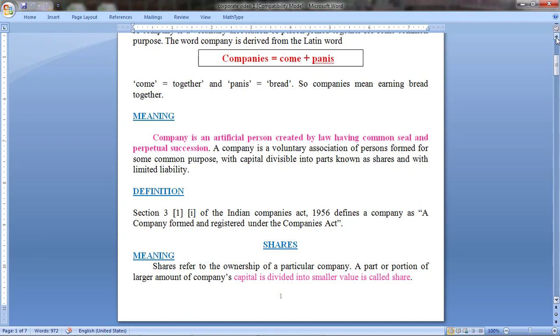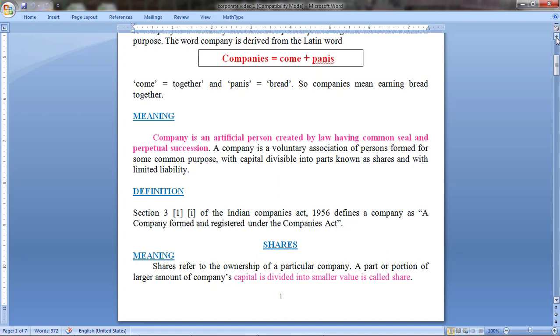So, a company is a voluntary association of persons in order to attain some common goal, with a divisible capital called shares and limited liability. In the case of a sole trader and partnership, there will be unlimited liability. That is, the owner or owners of a business will have to bear the entire liability by themselves. But in the case of a company, there is limited liability. That is, the members will be liable only to the amount invested by them in the concern.